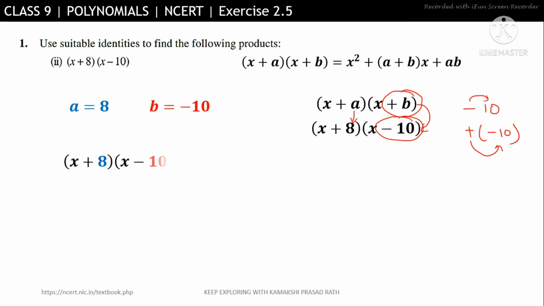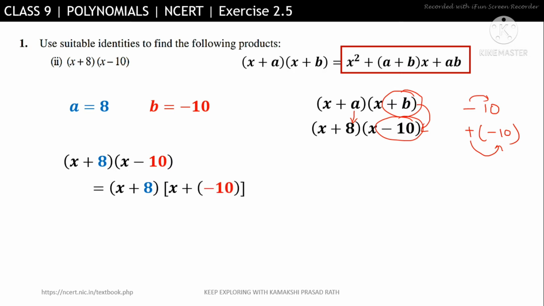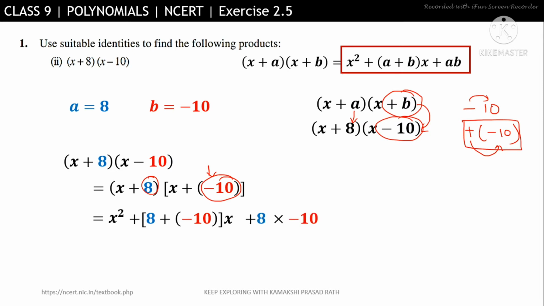So let's use this for our question (x plus 8) multiplied by (x minus 10). So first is x squared plus (a plus b) into x plus ab. You just have to substitute now. So the first term is here. As told earlier, minus 10 has been written as plus of minus 10. Hence a becomes 8 and b becomes minus 10. Hence we get x squared plus a plus b. You can see here a plus b, a is 8 and b is minus 10, plus a into b.